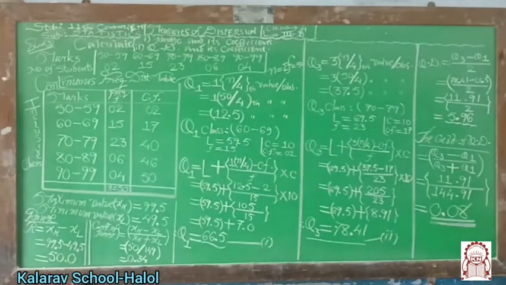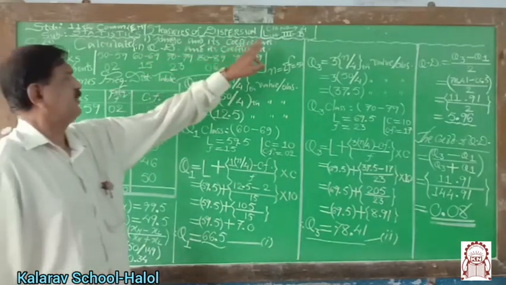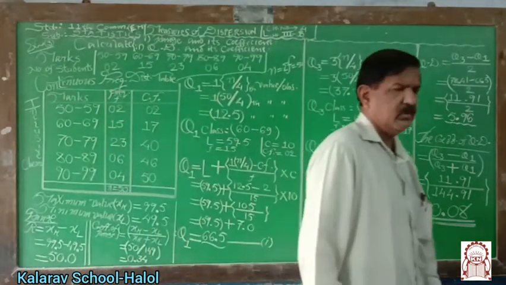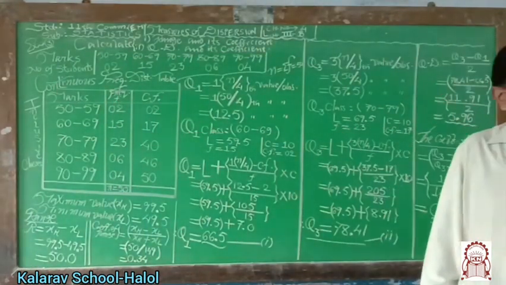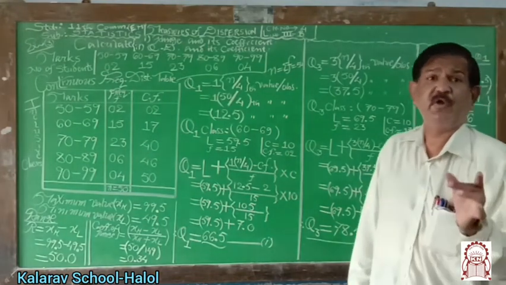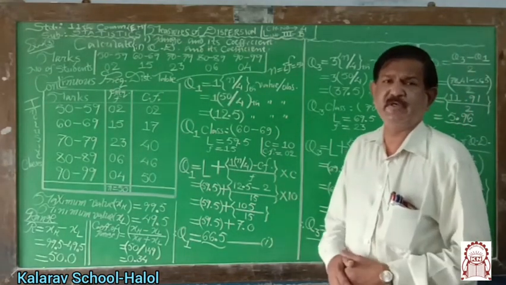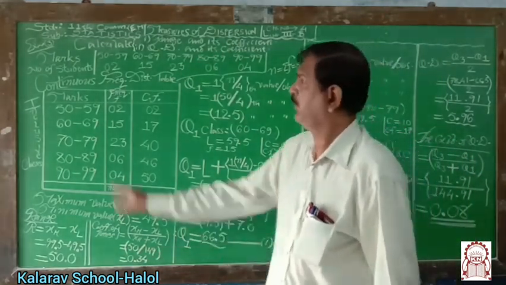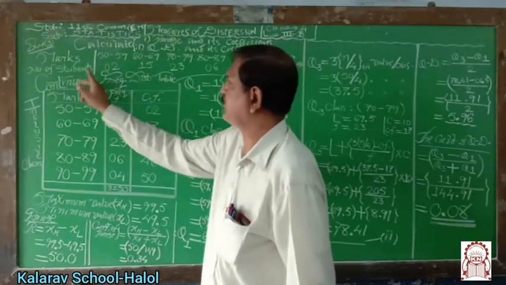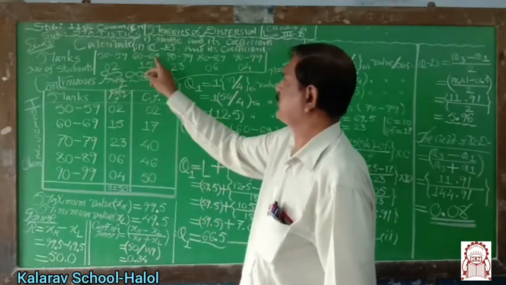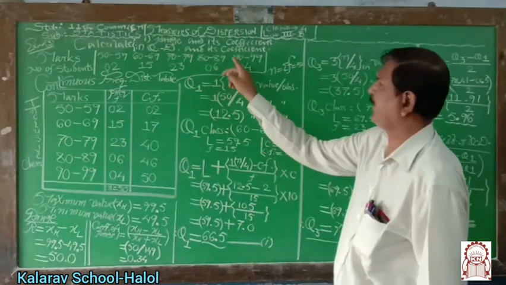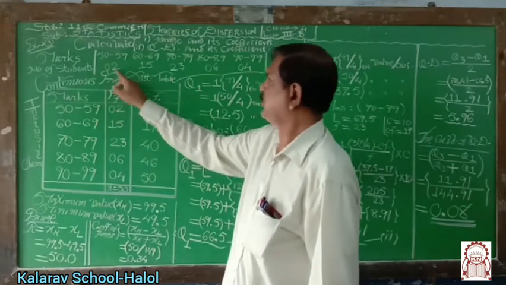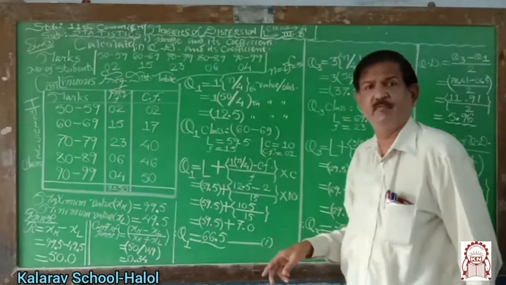Measures of dispersion, chapter number 4, lecture number 3b: range and coefficient of range, quartile deviation and coefficient of quartile deviation for a continuous type frequency distribution, in which classes and frequencies are given. Marks obtained by the students: 50 to 59, 60 to 69, 70 to 79, 80 to 89 and 90 to 99. Number of students: 2, 15, 23, 6 and 4.